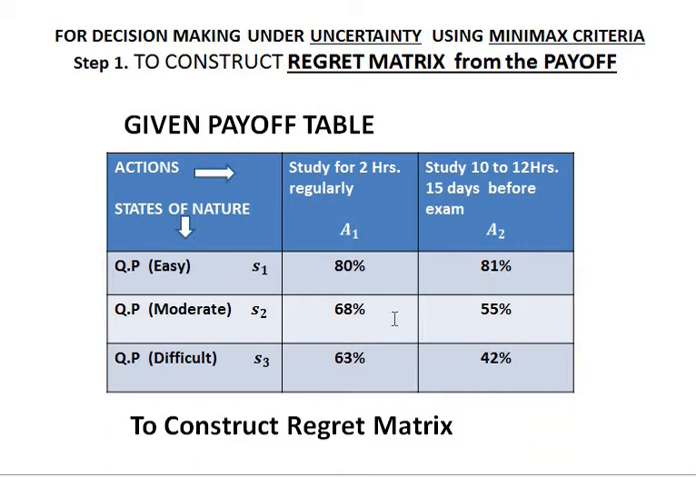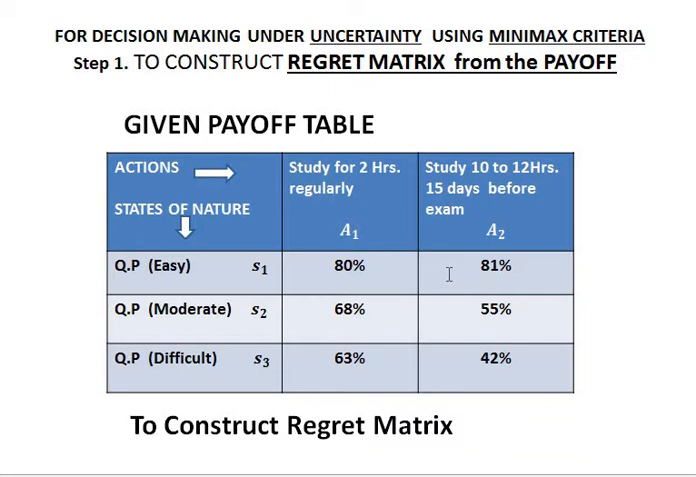Now suppose I am showing this table to you, and let us take the example of two students among you, one of them is X and the other is Y. After observing this table, X might be thinking let me go for A1 as the best action, and Y may be thinking let me go for A2 as the best action. So according to X, A1 is best, and according to Y, A2 may be the best action. Now you can observe what happened. If the question paper is easy, X will score 80% and Y will score 81%.